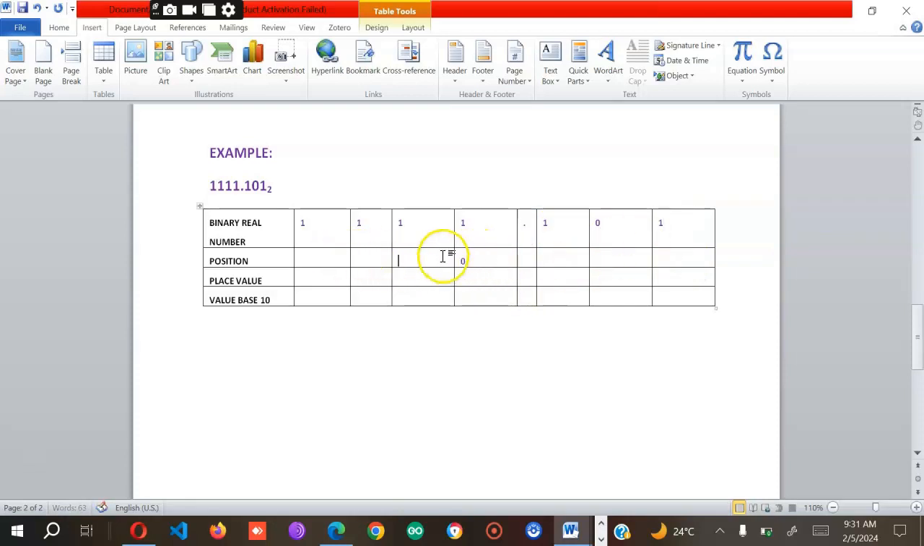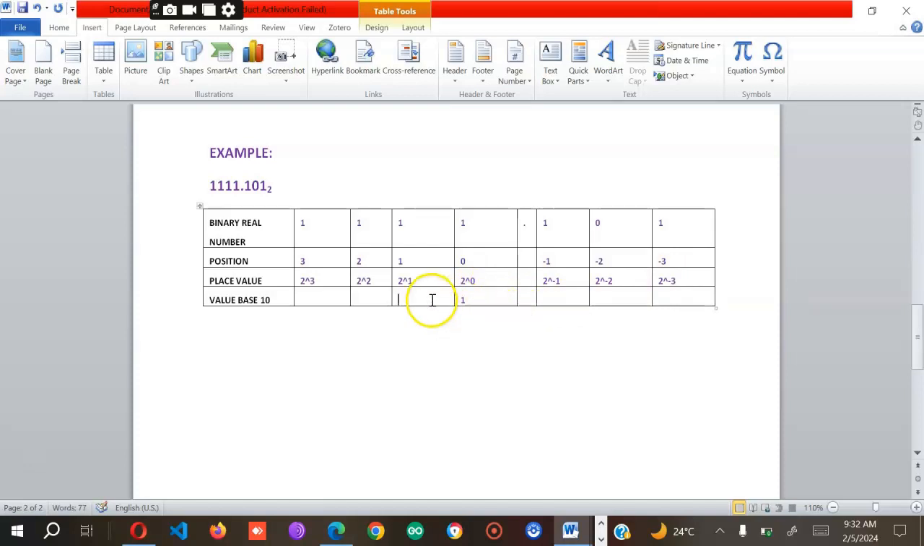So as usual, this is supposed to be 0, 1, 2, and last 3. This is supposed to be -1, -2, -3. Then this is 2 raised to power 0, 2 raised to power 1, 2 raised to power 2, 2 raised to power 3. And on the other side, we have 2 raised to power -1, 2 raised to power -2, and 2 raised to power -3.